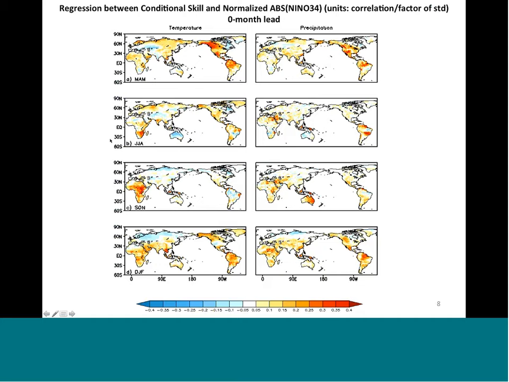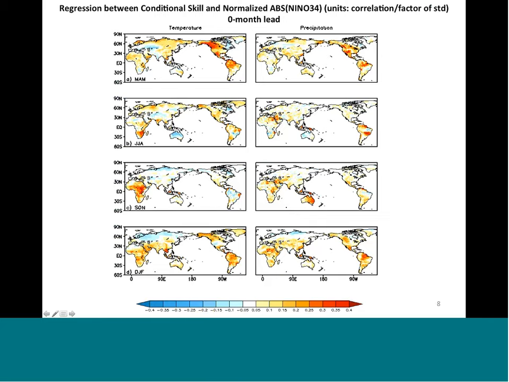So now to show you how this regression model works, this shows you the regression. This is the actual, in space, regression coefficient between skill and the absolute value of Niño 3.4. And wherever you see red, there's a strong relationship between the ENSO index and skill.